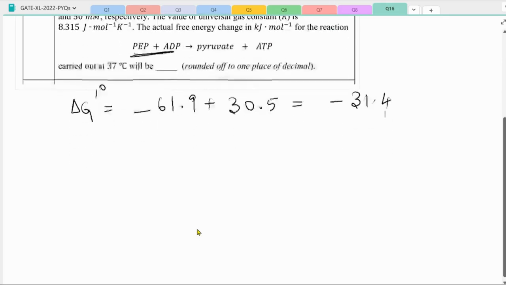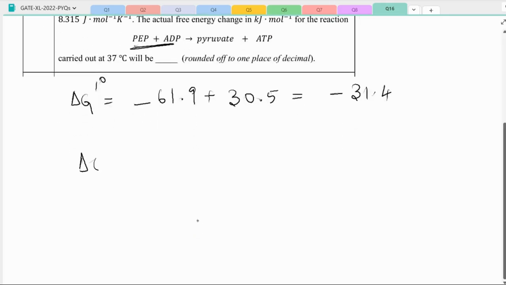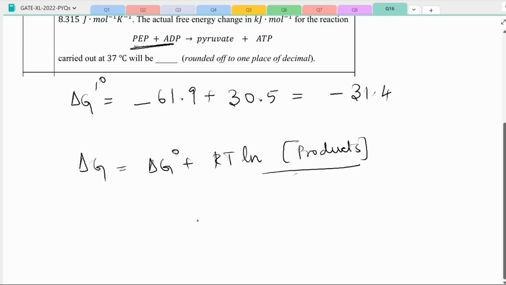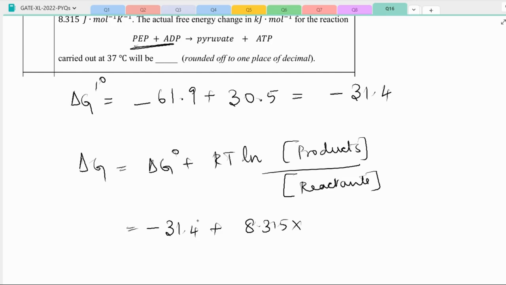By formula, we also know that delta G equals delta G naught plus RT ln the concentration of the products, basically the reaction quotient, divided by the concentration of the reactants. So if you substitute these values, that is minus 31.4 plus 8.315 into T. T here is given as 37 degrees Celsius and we have to change it to Kelvin. How do you change it to Kelvin? You add 273 to it. So that will give you 310 into ln.